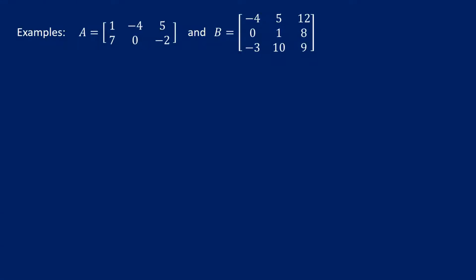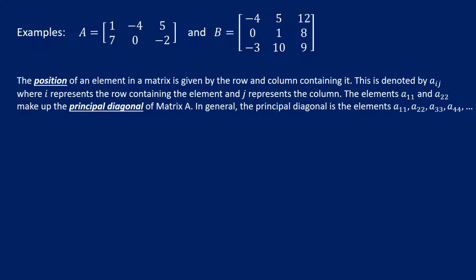Our matrices A and B appear here again. We're going to continue to use these to help us define some more things and look at some more examples. The position of an element in a matrix is given by the row and column containing it. We denote the position by A sub I, J. I represents the row containing the element, J represents the column.